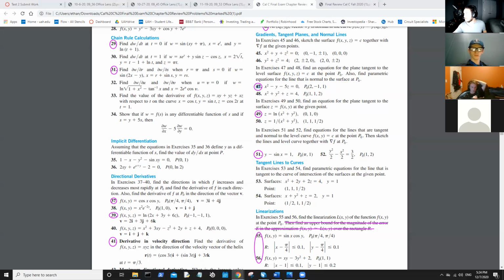I have to turn down the brightness on my second monitor. I look like a ghost. There we go. All right.